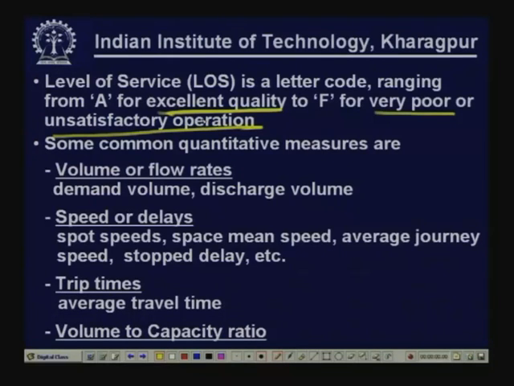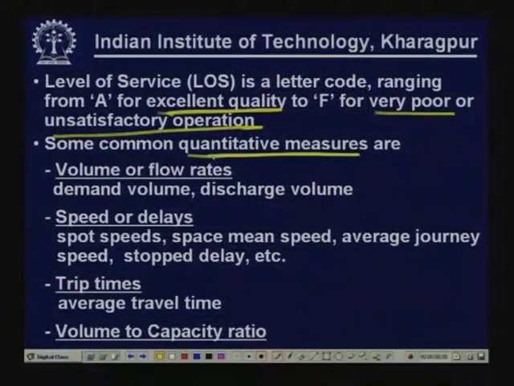Now, we often use a quantitative basis also for defining the level of service. Level of service is a qualitative term, so we often use a quantitative basis also for defining it, and that is known as measure of effectiveness. Measure of effectiveness is a quantitative basis for defining level of service.